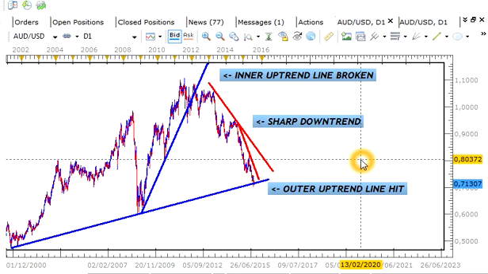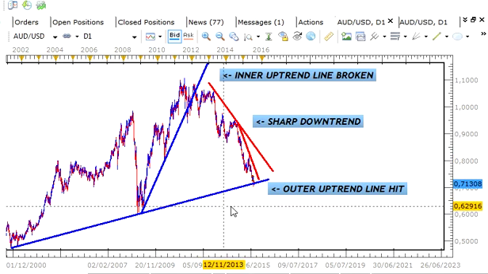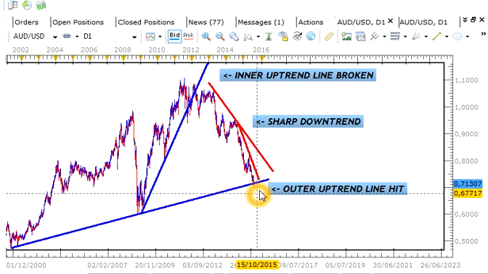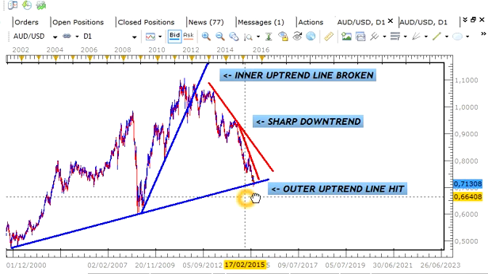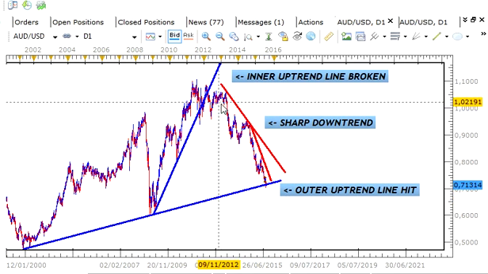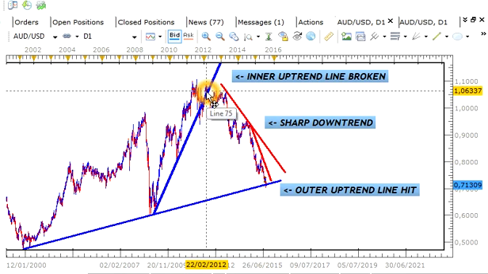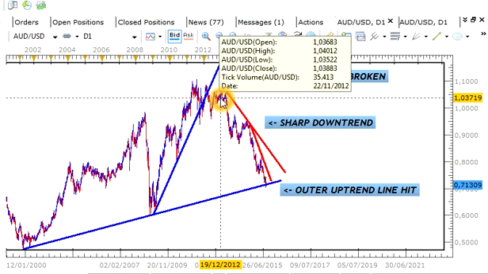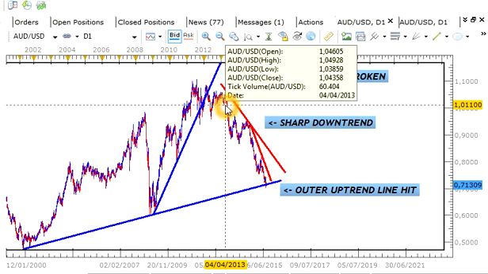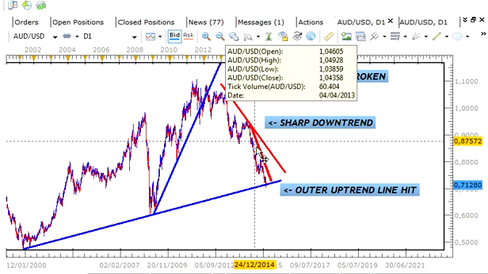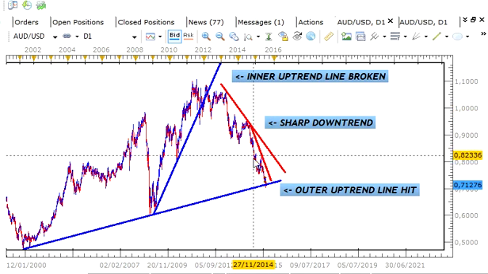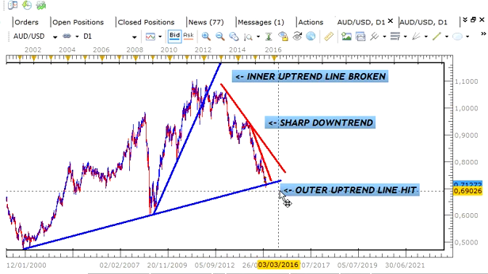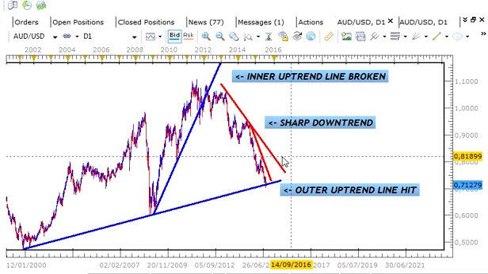Hey guys, taking a look at the last pair that we're going to be looking at this evening, Aussie US dollar. Here we see that the market has actually finally hit the outer uptrend line. This followed this sharp breakout from the inner uptrend line since 2012. Since then, the market has created this sharp downtrend in favor of the US dollar as we headed towards this major trend line barrier.